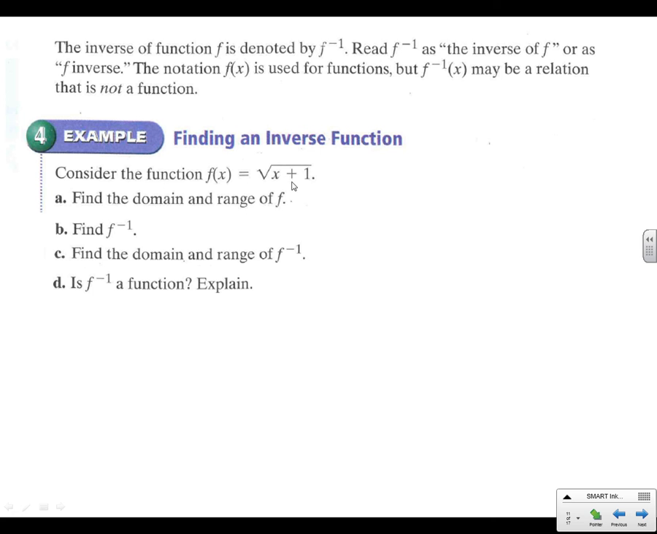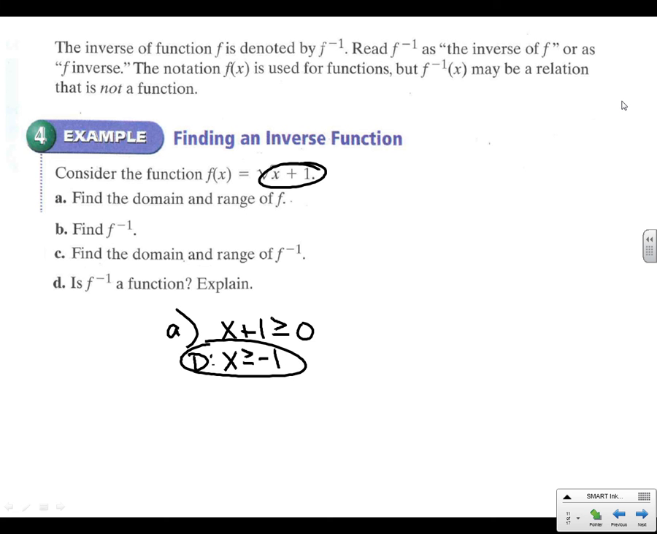So consider this function, f of x equals the square root of x plus 1. Let's find the domain and the range. All right, so the domain, we already remembered that x plus 1, the stuff under the square root, needs to be bigger than or equal to 0. It has to be positive. Otherwise, we're taking square roots of negatives, and that gets us imaginary numbers. We don't want that. We want real numbers. So we're going to move this around, subtract 1. X has got to be greater than or equal to negative 1. All right, that's our domain.